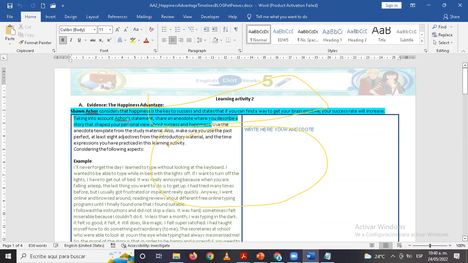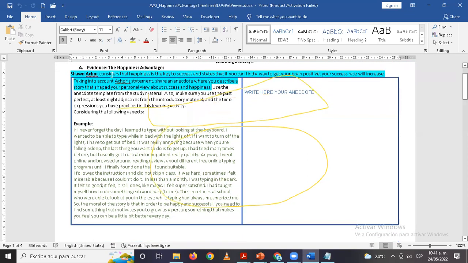Taking into account Achor's statement, share an anecdote where you describe a story that shaped your personal view about success and happiness. Use the anecdote template from the study material. Also make sure you use the past perfect, at least 8 adjectives from the introductory material and the time expressions you have practiced in this learning activity, considering the following aspects.